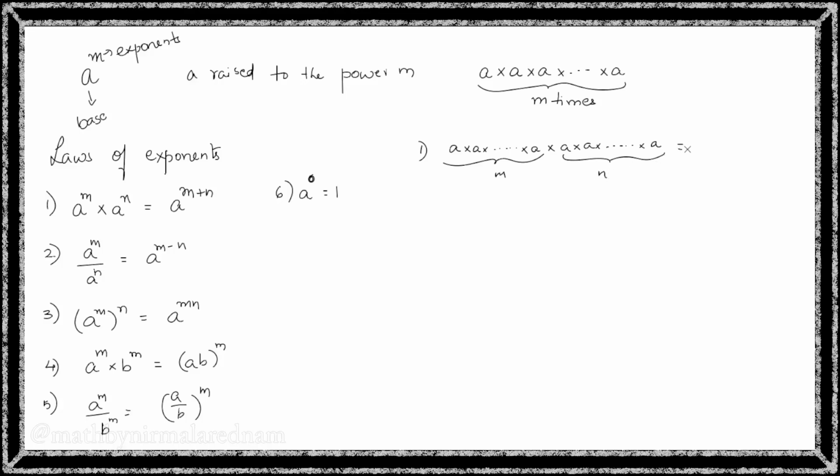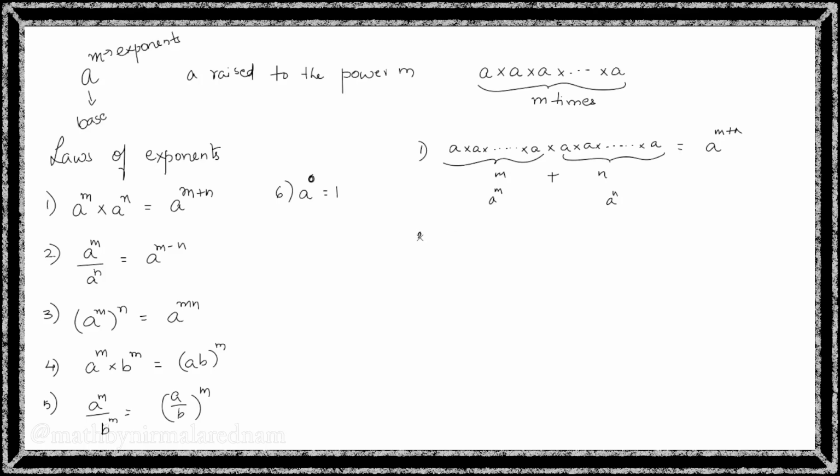Now when I'm multiplying these two, that means effectively I'm multiplying a m plus n times. That is, I have m plus n number of a's in this product. So this is a power m, this is a power n, and this is a power m plus n, right? That is the proof for the first law.